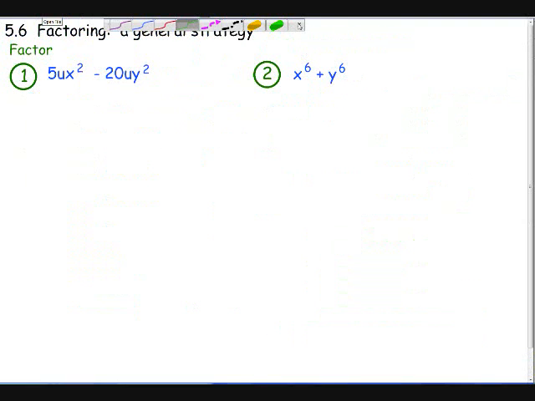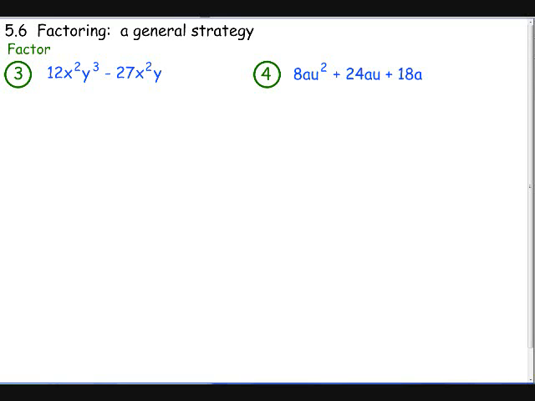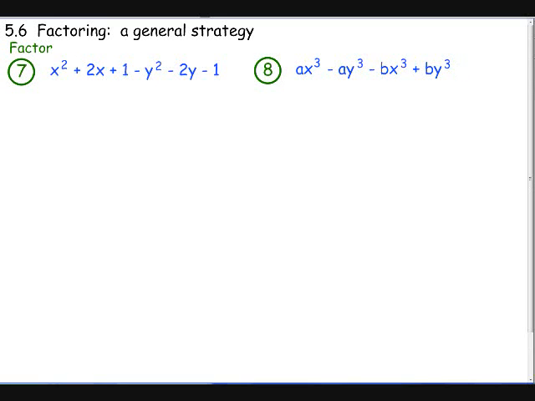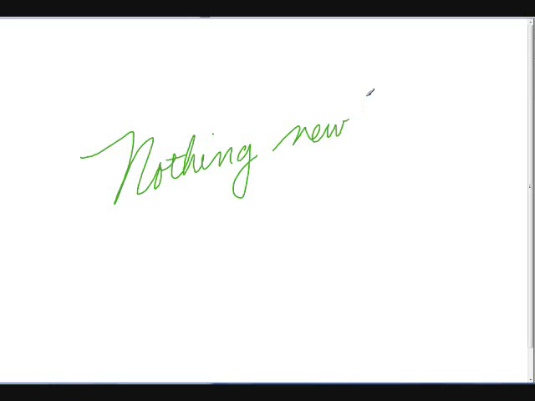Factoring, a general strategy. Oh yes, didn't we do this? We certainly did. And this, and this. We've already done it. Isn't that cool? And this. There's nothing new here. Nothing new. We just practiced a general strategy, and it worked pretty well.